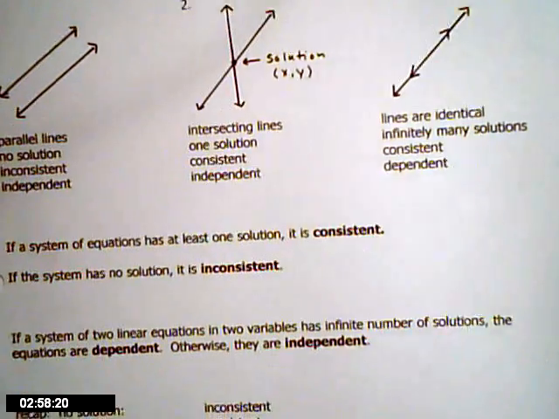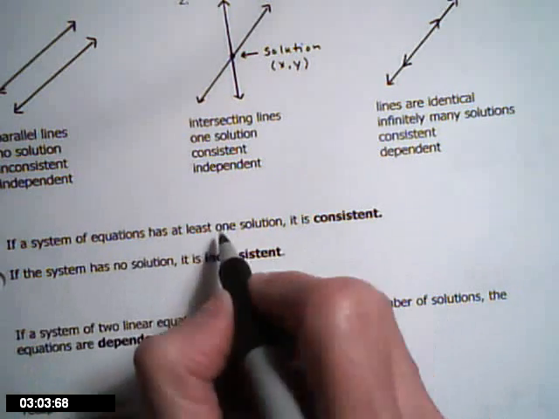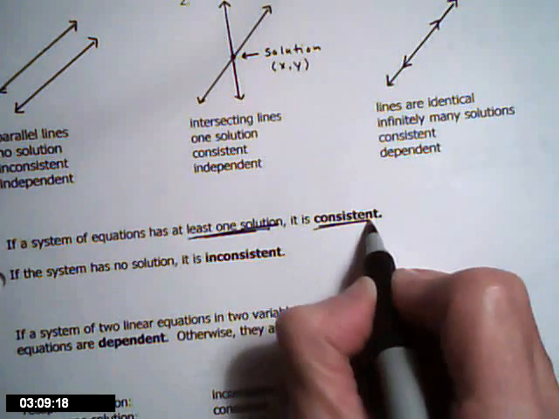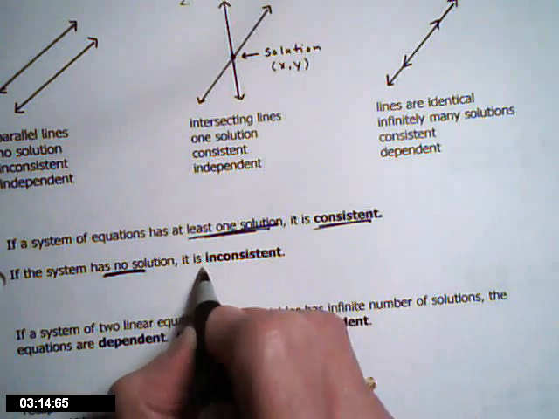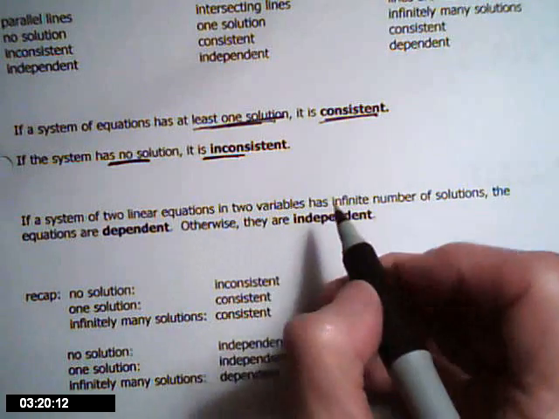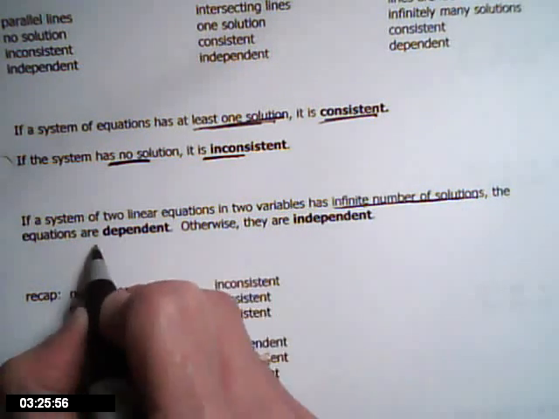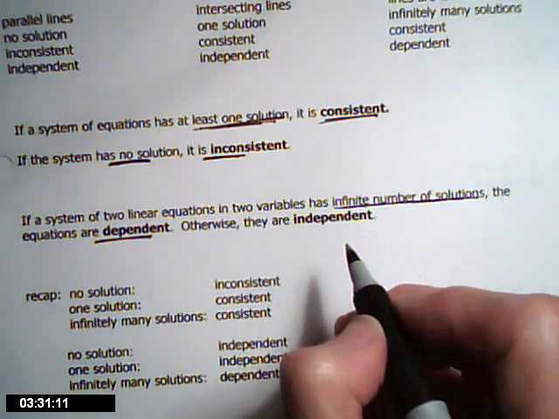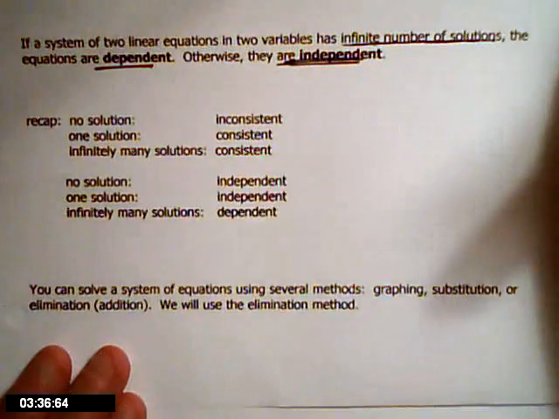Now let's just recap this because you need to get in your head what these words mean. If a system of equations has at least one solution, it may have more, but if it has at least one, then it is consistent. If a system has no solution, it's inconsistent. Now the other terminology is if a system of equations has an infinite number of solutions, many solutions, those equations are dependent. If there are not infinite solutions, they are independent. We'll be using these words as we work the problems.